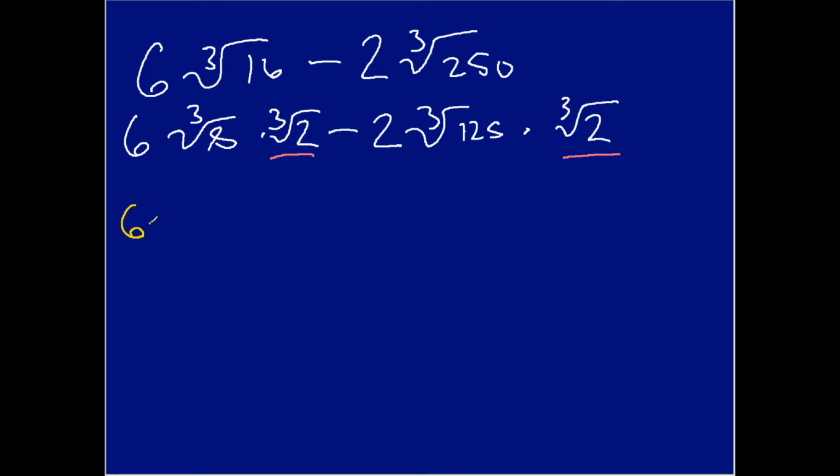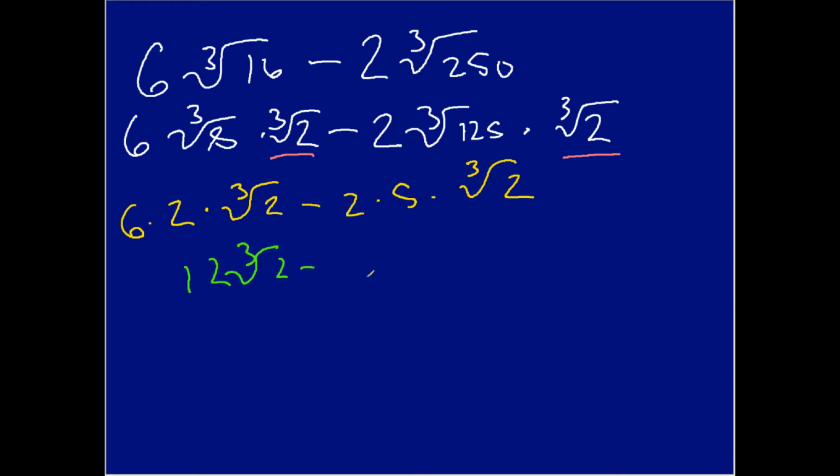And so here's what we get for our answer as we continue to break this down. We have 6 times 2 times the cube root of 2 minus 2 times 5 times the cube root of 2. You guys can see what the answer is now, hopefully. And so if I continue working with this, I got 12 times the cube root of 2 minus 10 times the cube root of 2. And our final answer is going to be 2 times the cube root of 2, because 12 minus 10 is 2.